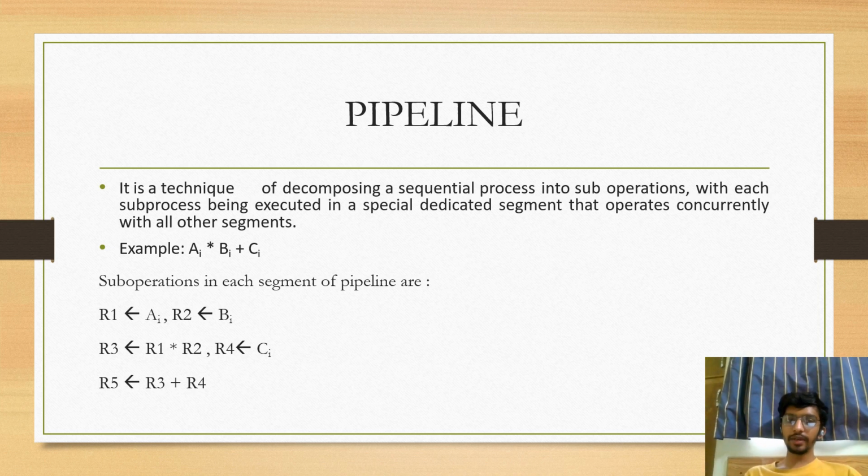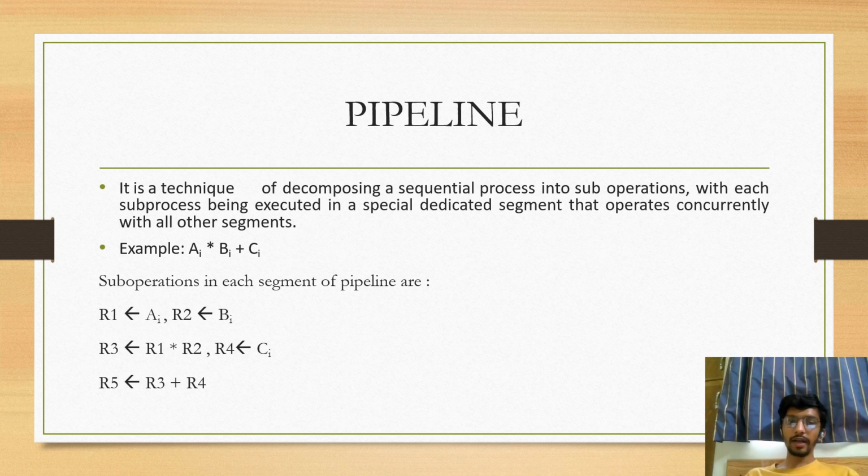For example, let's take a into b plus c. Let's make sure that we want to derive this for i equal to 1 to 5. It will take much more time if we do a into b, then add c to that result. So we will divide it into segments. First we will take the a value into R1 and the b value into R2. We will do both in one segment.